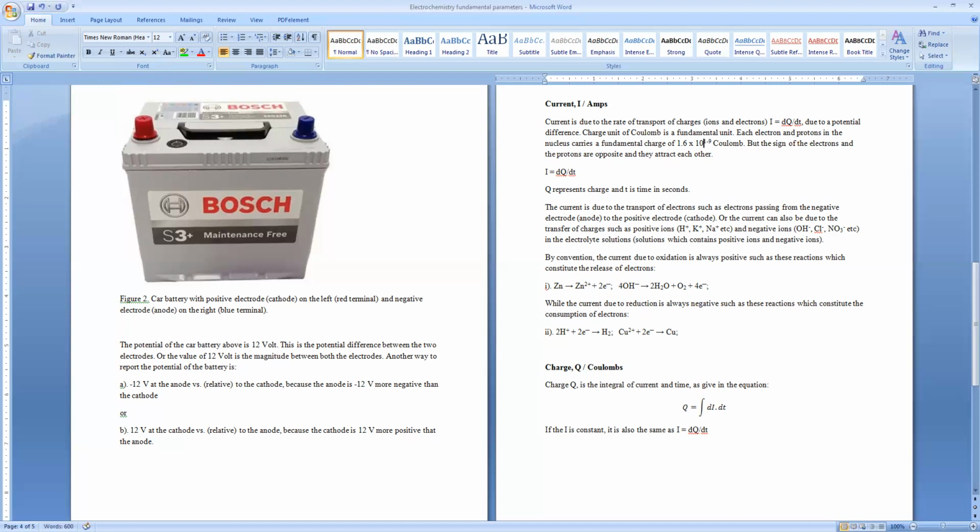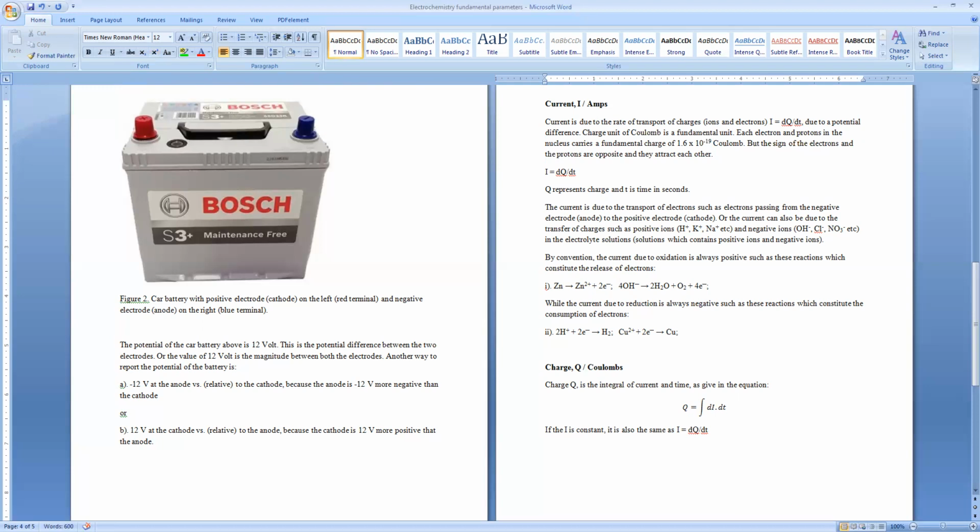That is basically the value of the charge of that electron. So one electron carries a fundamental charge, which is 1.6 times 10 power minus 19 coulomb. It is a very small value. Okay, so charge is basically a fundamental parameter. Each electron and proton in the nucleus carries a fundamental charge of 1.6 times 10 power minus 19 coulomb, except that the electron is a negative charge and the proton is a positive charge. They attract each other. This is the fundamental charge value that each electron and proton in the nucleus of the atom carries.